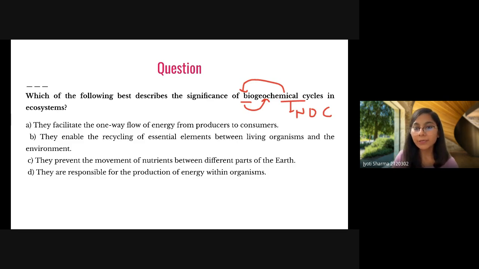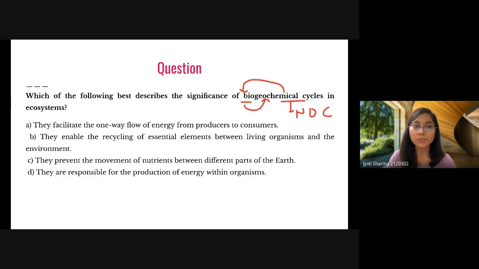So your chemical will move in the biotic as well as in the abiotic components. So this is how there is a biogeochemical cycle. But what is the significance? Why are we studying nitrogen, oxygen, carbon, sulfur, iron cycles in the ecosystem?